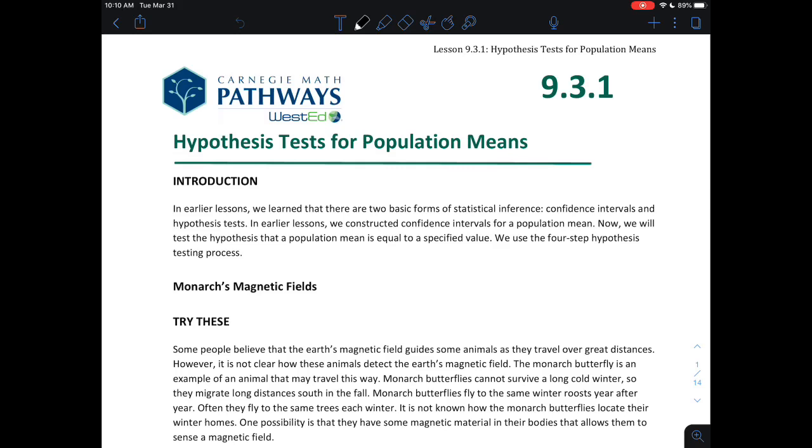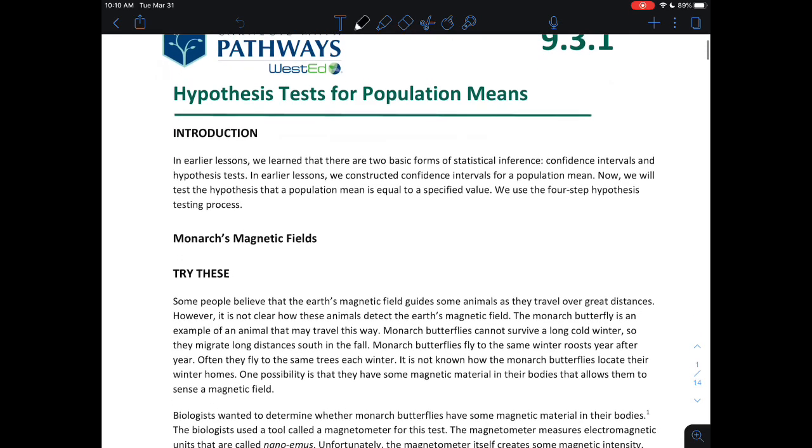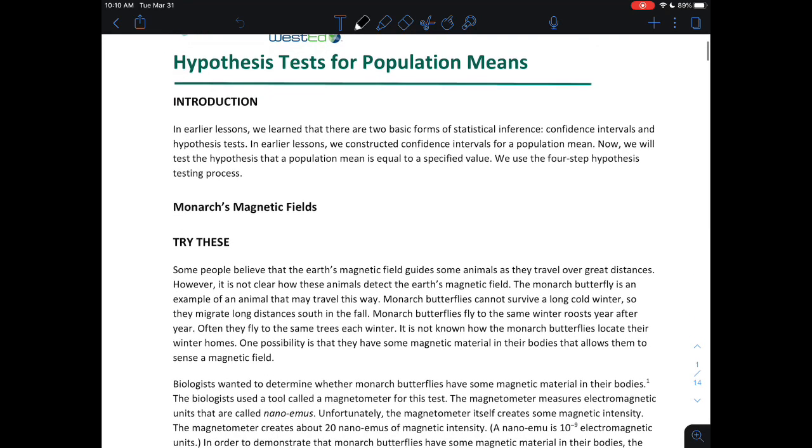Lesson 931. Now we turn our attention to hypothesis tests for population means. In earlier lessons, we learned that there are two basic forms of statistical inference: confidence intervals and hypothesis tests. In earlier lessons, we constructed confidence intervals for a population mean. Now we will test the hypothesis that a population mean is equal to a specified value. We use the four-step hypothesis testing process that we've seen in earlier lessons.